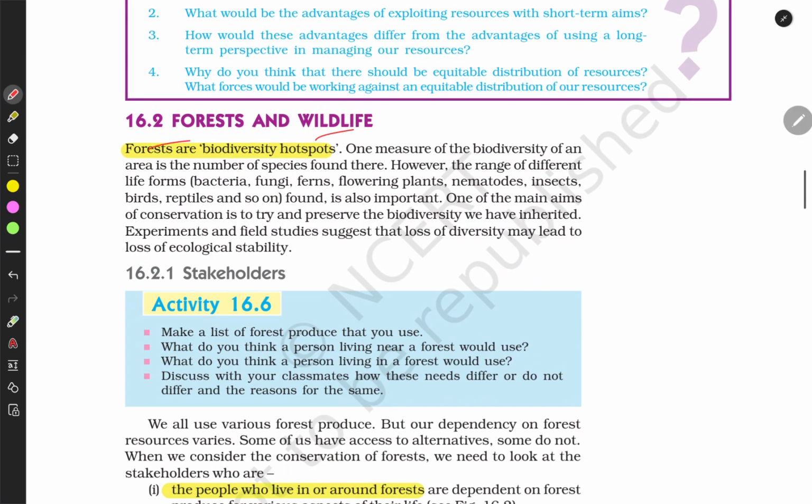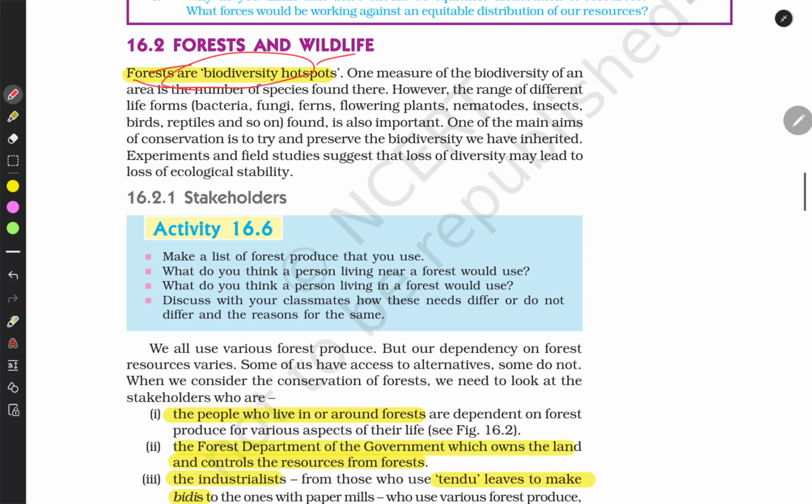Let's talk about the forest and wildlife. Forests are the biodiversity hotspot, and one measure of the biodiversity of an area is the number of species found there. However, the range of different life forms, bacteria, fungi, ferns, flowering plants, nematodes, insects, birds, reptiles, and so on, is also important. And one main aim of conservation is to try and preserve the biodiversity that we have inherited.